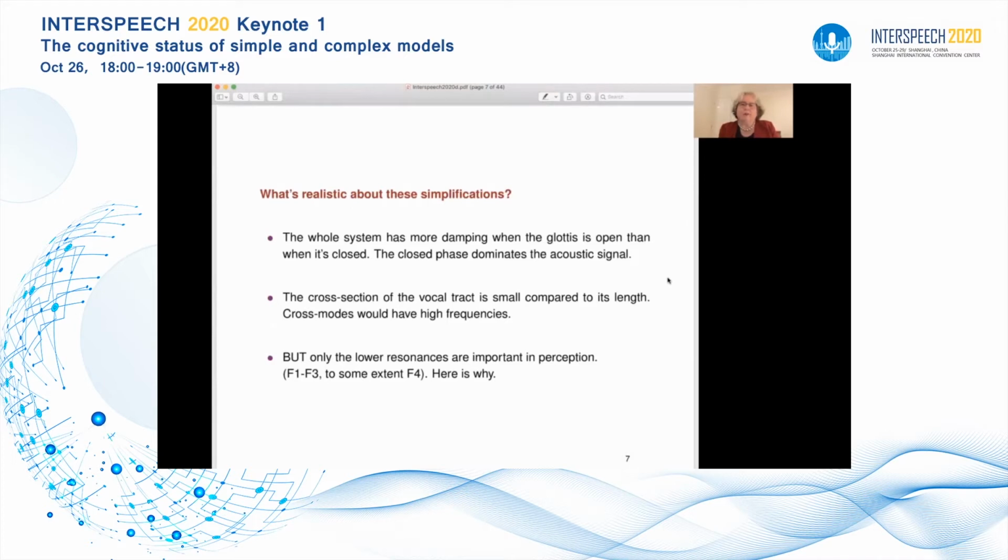But there's some really realistic things about these simplifications. So what motivates these simplifications? First of all, the whole system has more damping when the glottis is open than when it's closed. So the closed phase dominates the acoustic signal. And another fact is that the cross-section of the vocal tract is small compared to its length, and the cross modes would have high frequencies. However, only the lower resonances are important for the perception of vowels, F1 through F3, and to some extent F4.